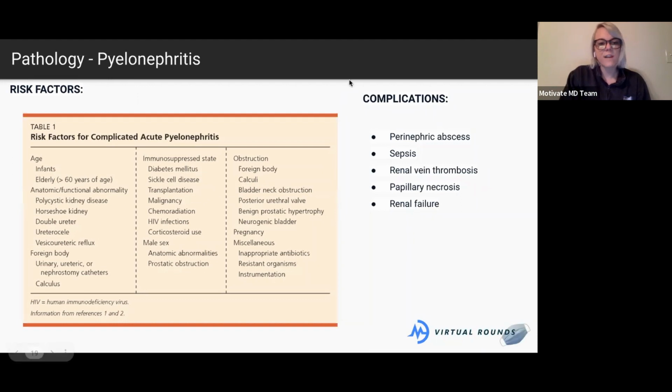So here's our risk factors. We kind of talked about this again, but here it is again. And what we're looking at here is the big ones. So age, remember the extremes of age. So babies and elderly. If a baby comes in with sepsis, they get the full workup because those babies shouldn't be septic.